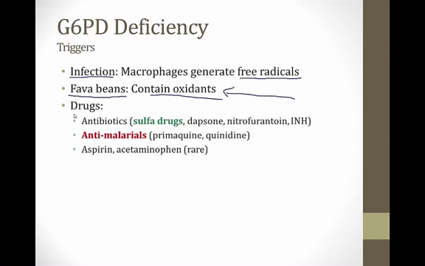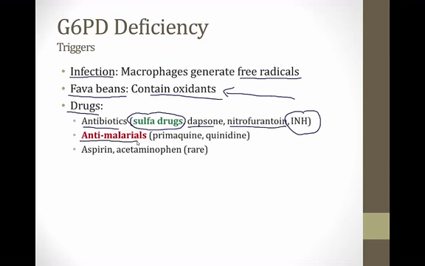And then the final important trigger are certain drugs. There are a number of classes of drugs which can cause hemolysis in these patients. The first group include antibiotics. Sulfa drugs are well-described triggers of hemolysis, and that's why I've bolded them. So is the rarely used antibiotic dapsone and another rarely used antibiotic called nitrofurantoin. And then finally INH, which is isoniazid, is a tuberculosis drug, and it can trigger hemolysis.